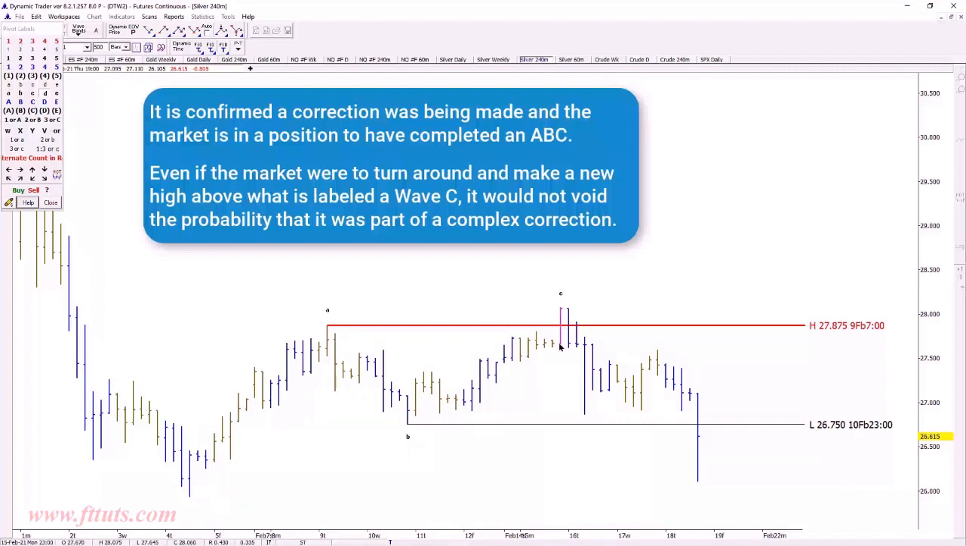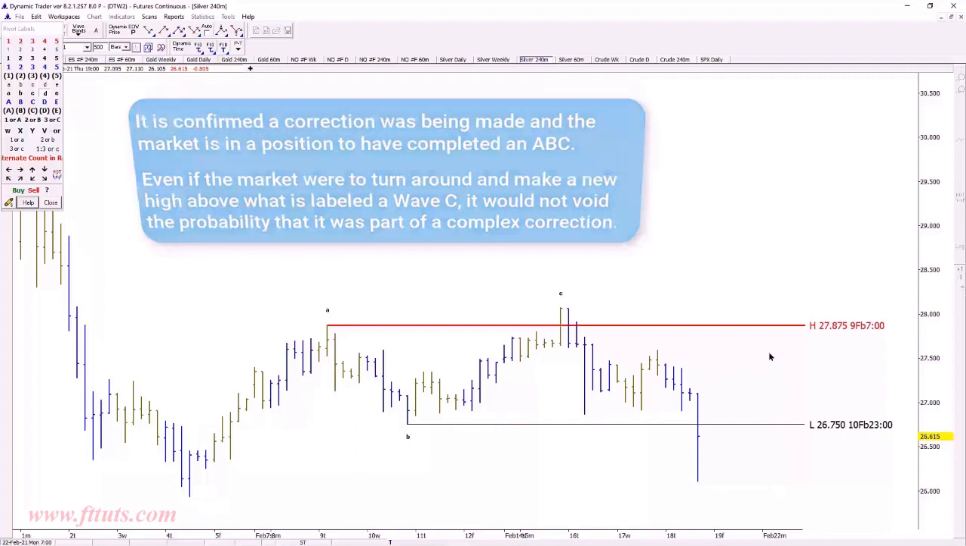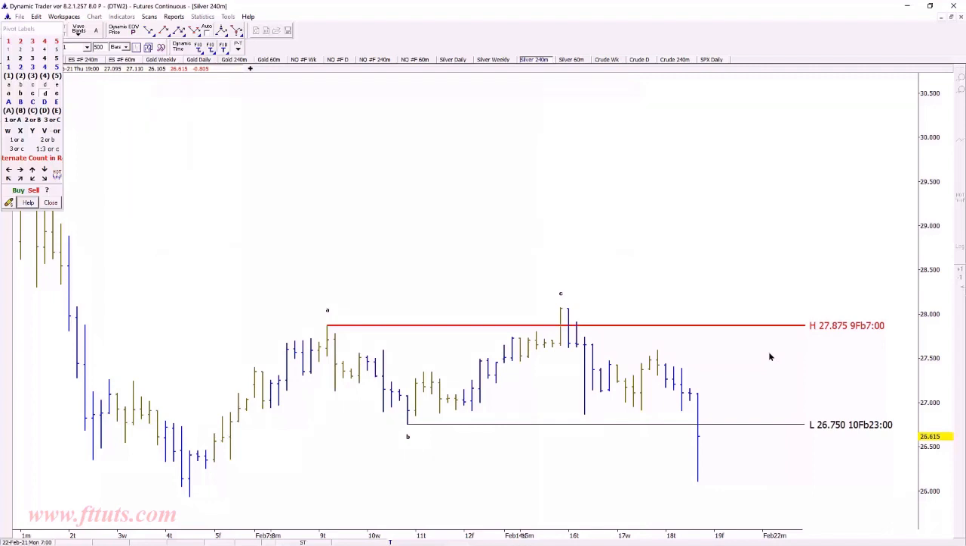What happens if by chance the silver turns around and trades sideways, even makes a new high? Does that mean we're in the beginning stages of a bull trend? No, it's already told us that it's making a correction, and if it continues sideways to make a new high, it would simply be something other than an ABC correction. So let's add some more data on here.